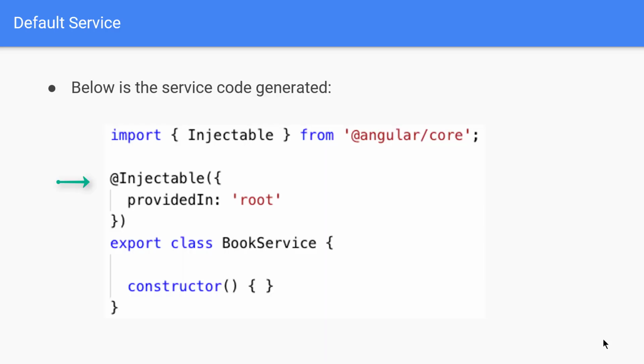The default code generated for a service uses an injectable decorator. The provided in property of the decorator is important as it indicates which module the service is declared within. By default, the value is root, which indicates that the service is available throughout the entire application and provided by the app module.